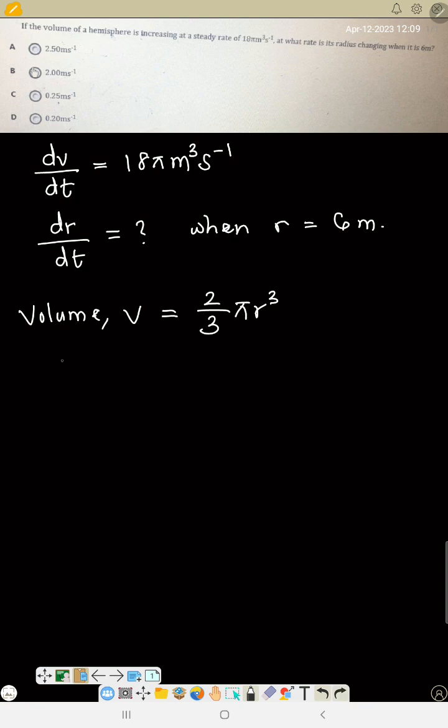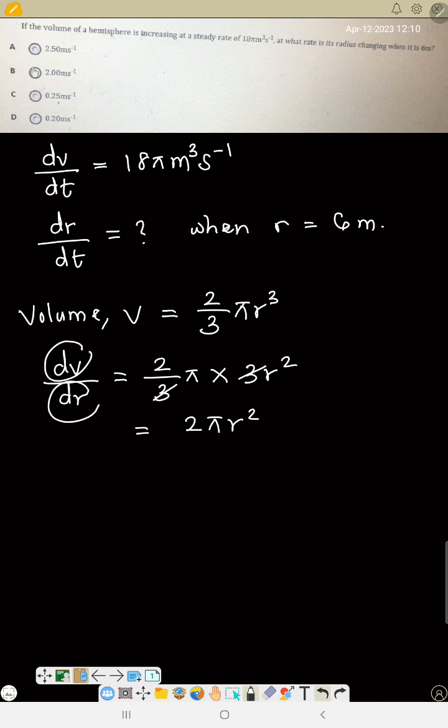Now from this volume, find your dV/dr, that is, differentiate. This will be 2/3 π times, because this is a constant, the power comes down and you subtract 1 from the power, so 3r². So that is the dV/dr. The 3s cancel out, so we remain with 2πr². This is our dV/dr, the rate at which the volume is changing with the radius.